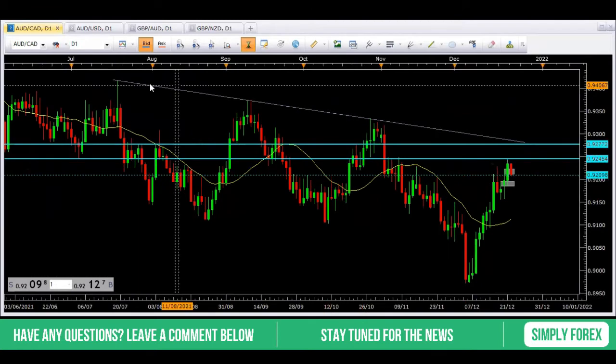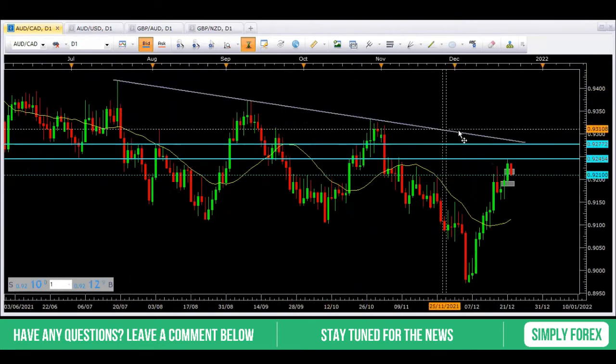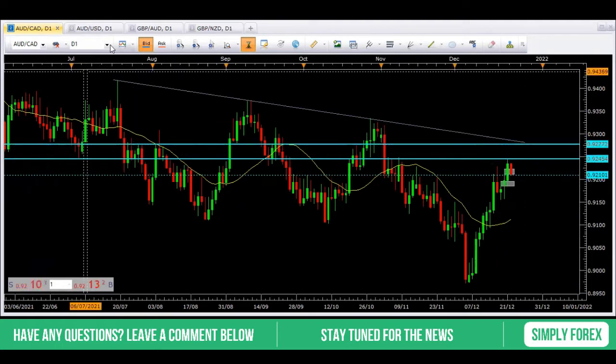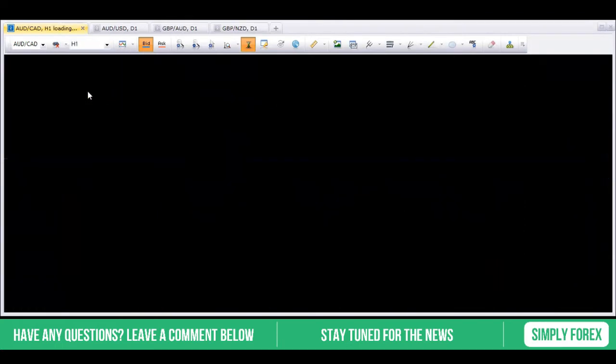I also drew in this diagonal resistance, guys. So I think this could potentially be a target. All right. So first of all, our first target is the last daily high of 9244, and if we leave some money on the trade, we could take it up to 9276. Okay. Let's look at H1 for execution.